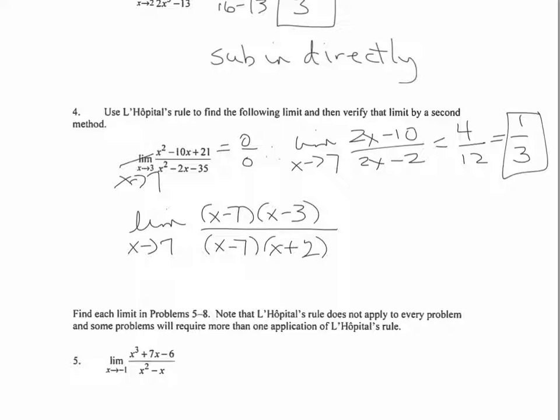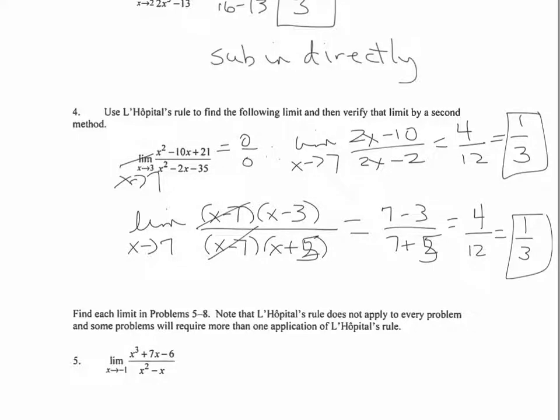And do we have a common factor, top and bottom? We could cancel out the x minus 7s. Remember, what that tells us is we actually have a hole when x equals 7. Now, if I sub in directly, I've got 7 minus 3 over 7 plus 5. Oh, sorry, x plus 5, you're right. Thank you. I'm acting like it's Monday and it's Wednesday. So that's 4 over 12, which reduces to 1/3. We got the same answer. So we verified it really does work.